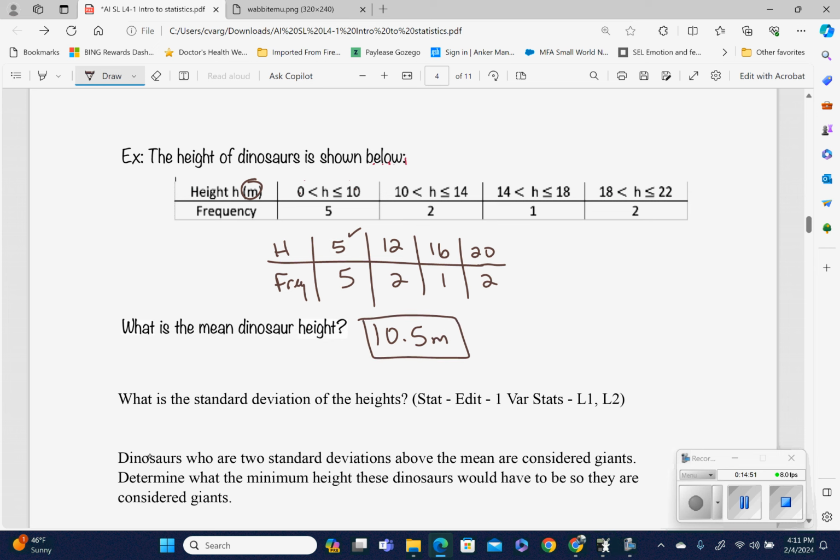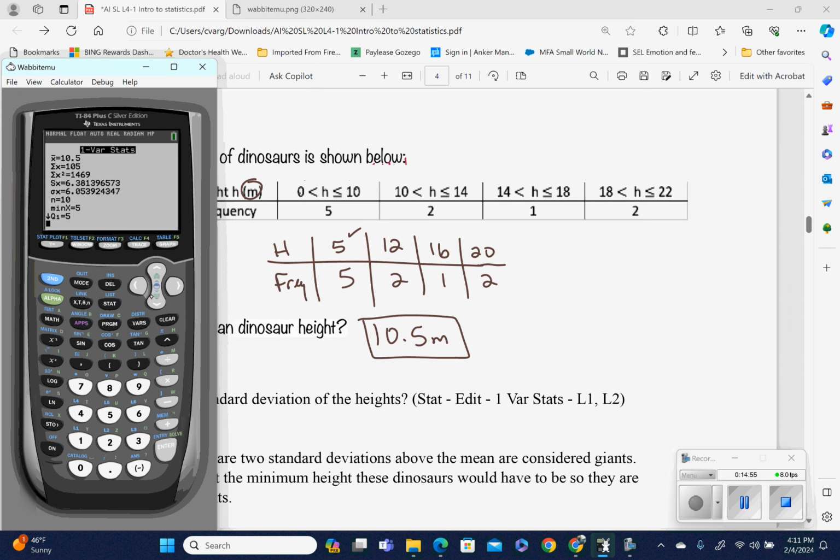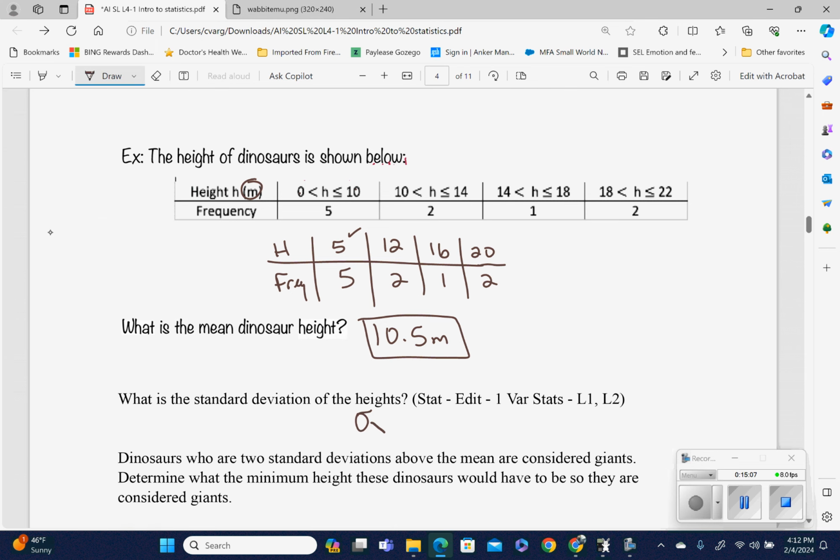Okay. What is the standard deviation? So again, it's here. Standard deviation is this σx, do you see above n equals 10? There's a σx there. So my standard deviation is 6.05. So σx is equal to 6.05.